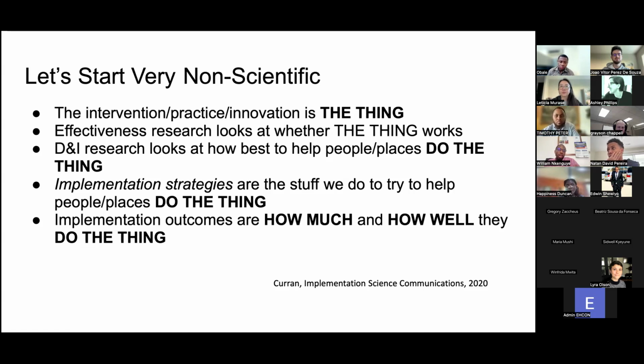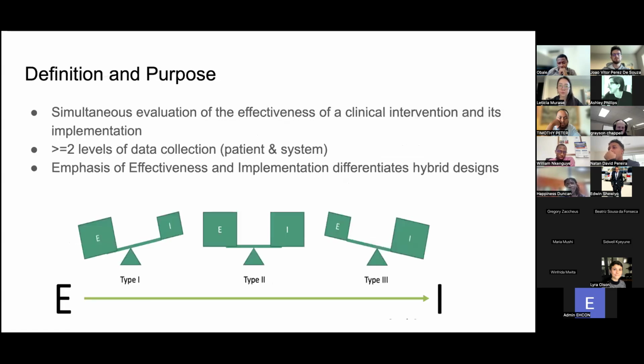Sorry about too many things in the wording, but basically, implementation research looks at what is the best way to help people do the thing, the evidence-proven intervention that can work in a setting. So implementation strategies are the stuff that we do to try to help people do the thing. And implementation outcomes are how much and how well they are doing the thing. So these are some key implementation science definitions that I wanted to highlight before we dive into the different types of hybrid designs.